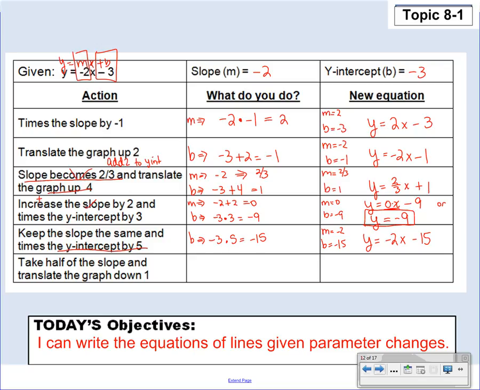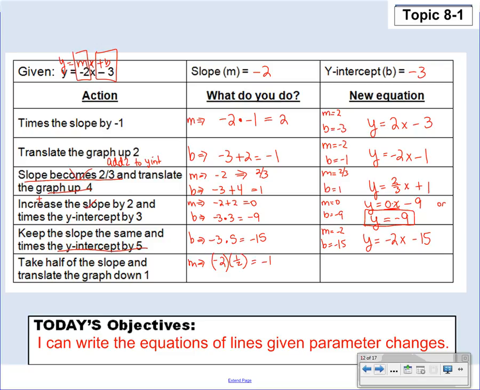We want to take half of the slope and translate the graph down 1. So our slope is changing. Half means I'm going to multiply by 1/2 or divide by 2, whichever way you like to think of it. I think of it as multiply by half. So our original slope is -2. We're going to multiply by half. And -2 times half is a -1.